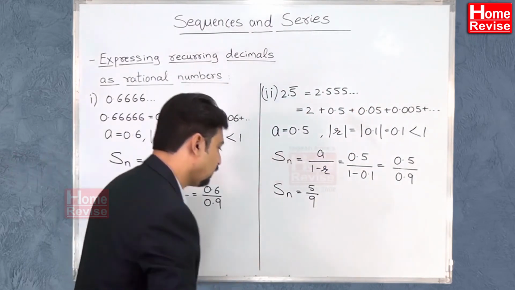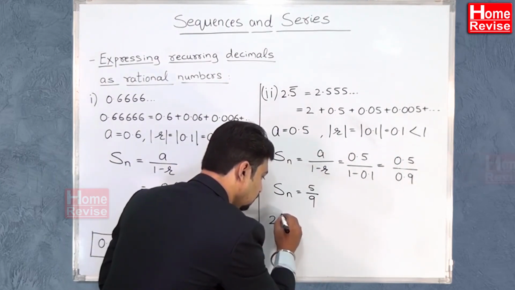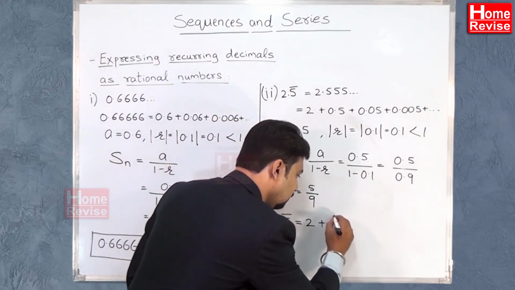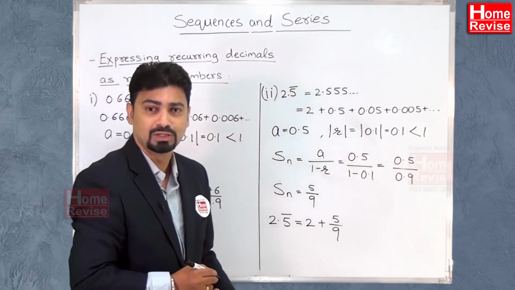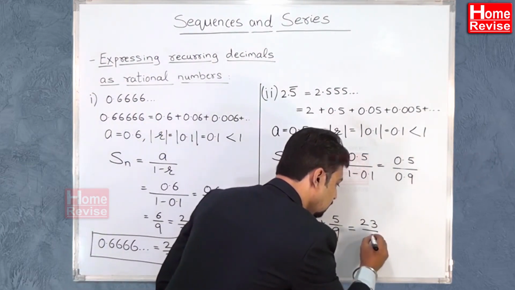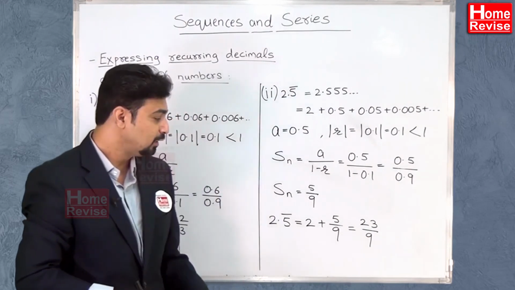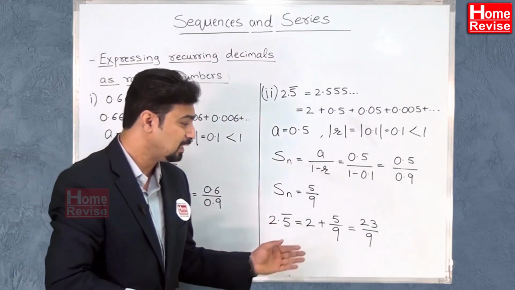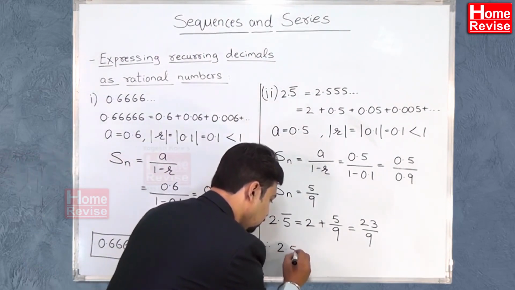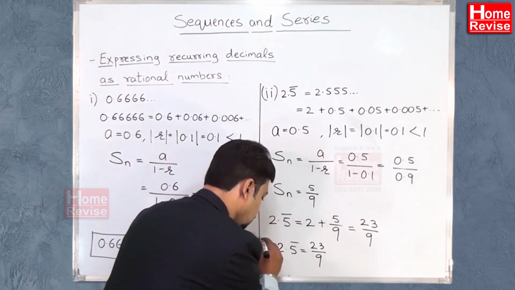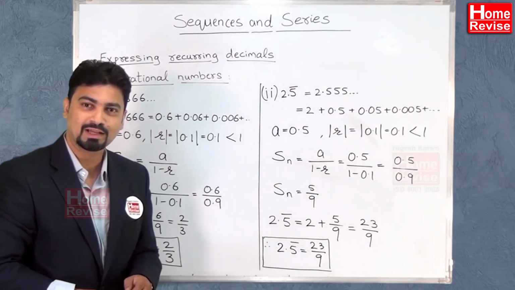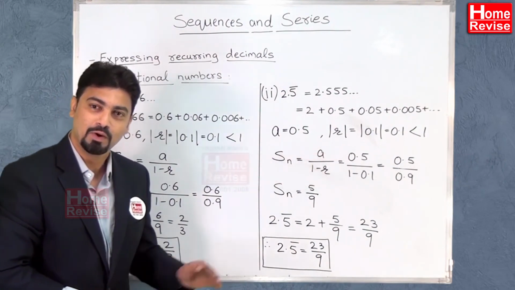So I can write 2.5 bar as 2 plus the sum to infinity, which if you simplify, you will get the answer as. So I have converted 2.5 bar, which is a recurring decimal, into a rational number, which is 23/9. That's our final answer, converting a recurring decimal into a rational number.